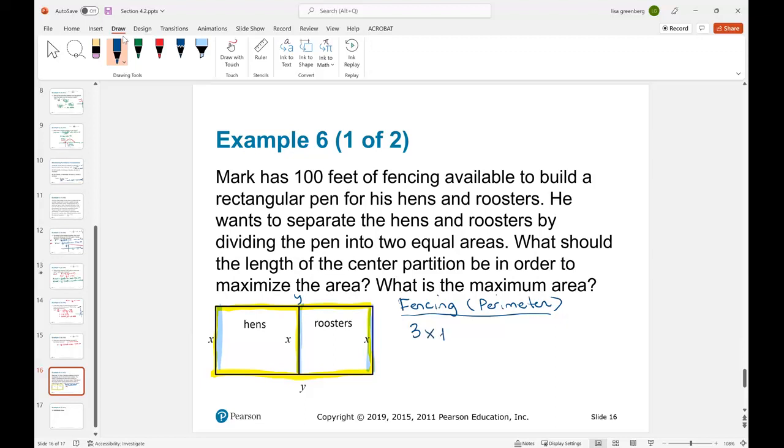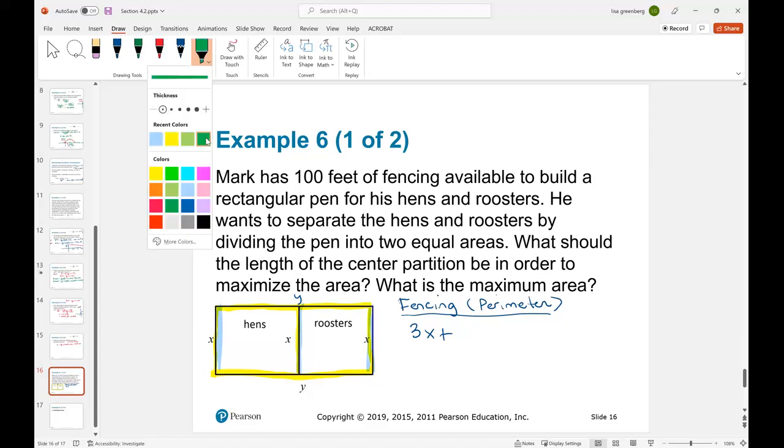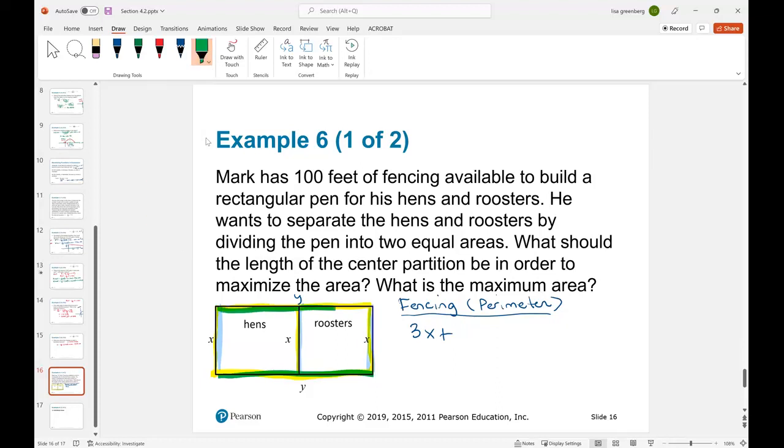And then plus, also, what else has to be fenced is this and this, right? So that is Y plus Y, or 2Y. And that's the most it can be is 100 feet. That's all I have, okay? So here we do need to know these numbers, because they're not giving us an equation.